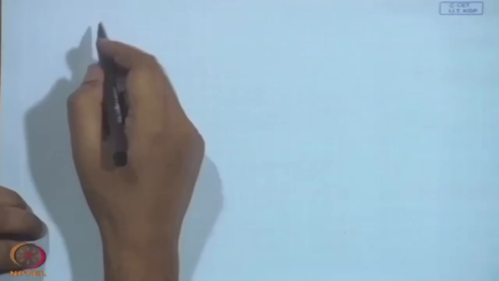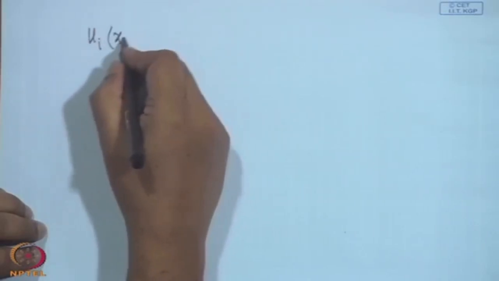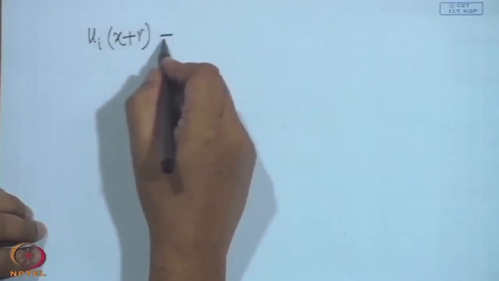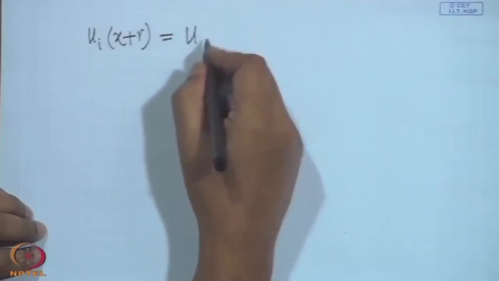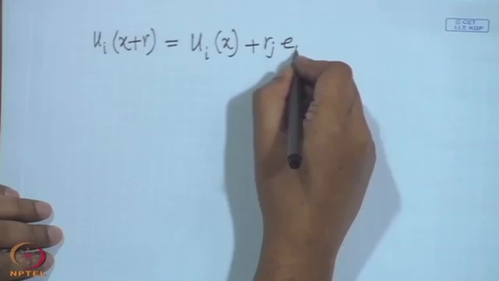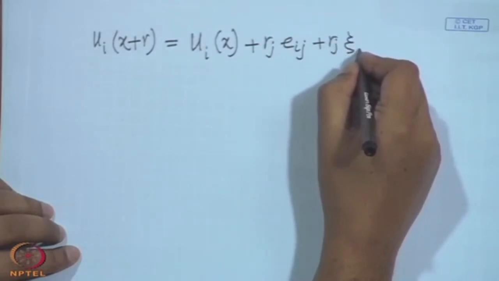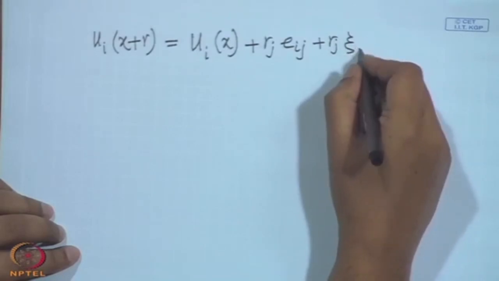So, now coming finally, the velocity at any point in a fluid motion is the velocity at a neighborhood point, or at a point which is near to it, plus a velocity due to some straining motion, plus a velocity due to a rigid body rotation. Let us write it first mathematically, without the vector notations: u_i(x + r) is u_i(x) plus r_j e_ij plus r_j ξ_ij.